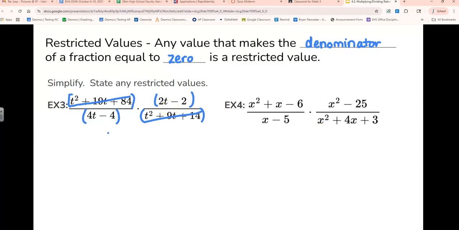But that leaves us with just the 2t minus 2 over 4t minus 4. For that, there's not much factoring you can do, but you can do a GCF. So I could pull a 2 out of that numerator, so it'll be t minus 1. And then in the denominator, I would have 4 and another t minus 1.